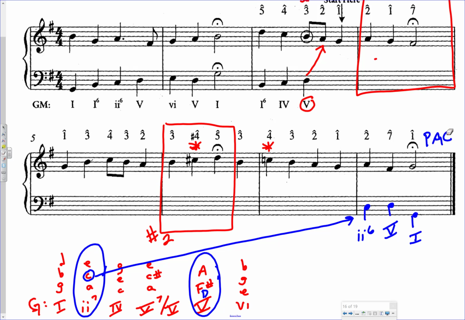I'm going to erase the information that is not needed and not required. And now I'm going to head over to the secondary dominant cadence.